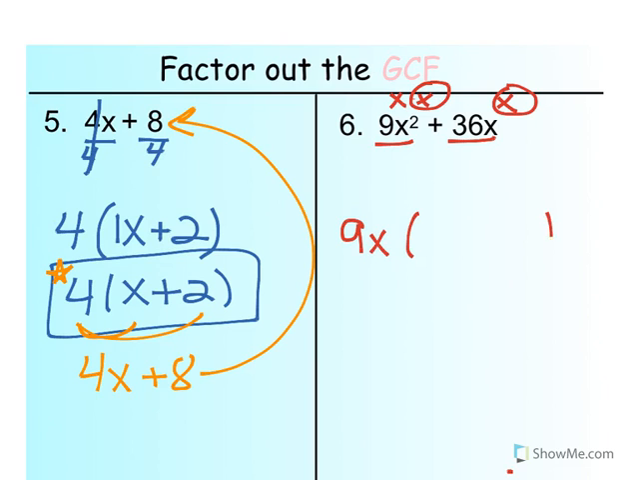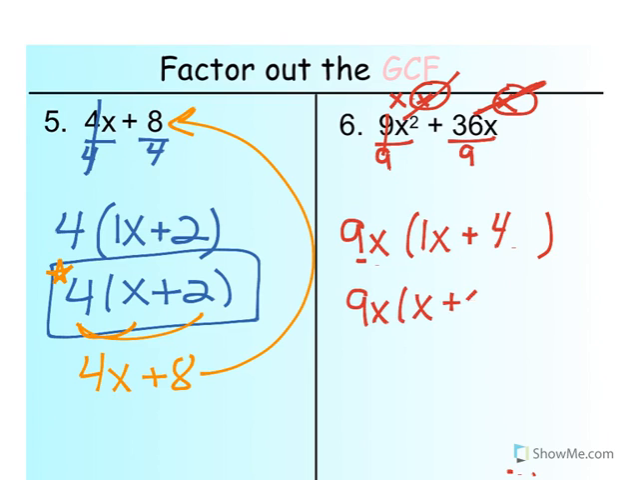So now in parentheses, let's write what remains. Well, we're dividing out a 9, so I'm going to divide them both by 9. Well, 9 divided by 9 is 1, so there's my 1. And it was 2 x's, but I pulled 1 out, leaving me with 1 x. The next one is 36 divided by 9, which is 4. I only had 1 x, and I pulled it out over here, so there are none left inside here. So if we look at that, we would have 9x times x plus 4.